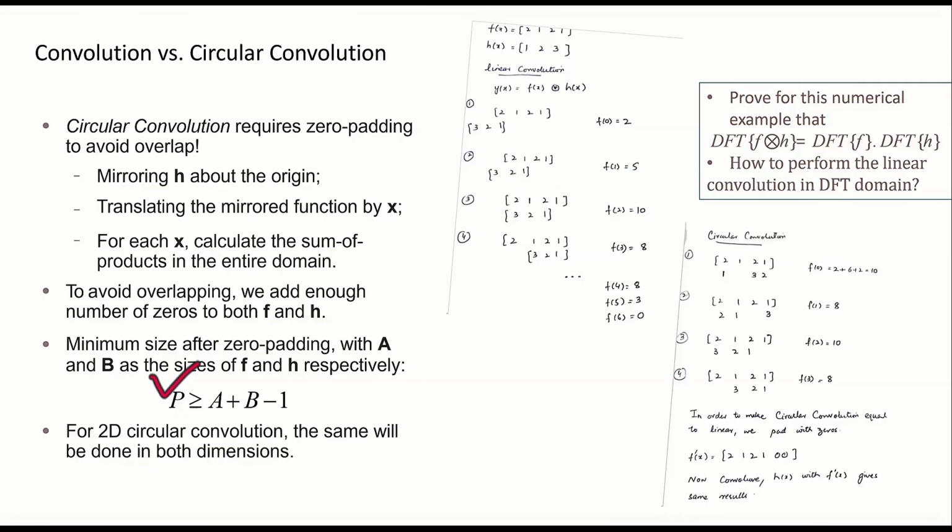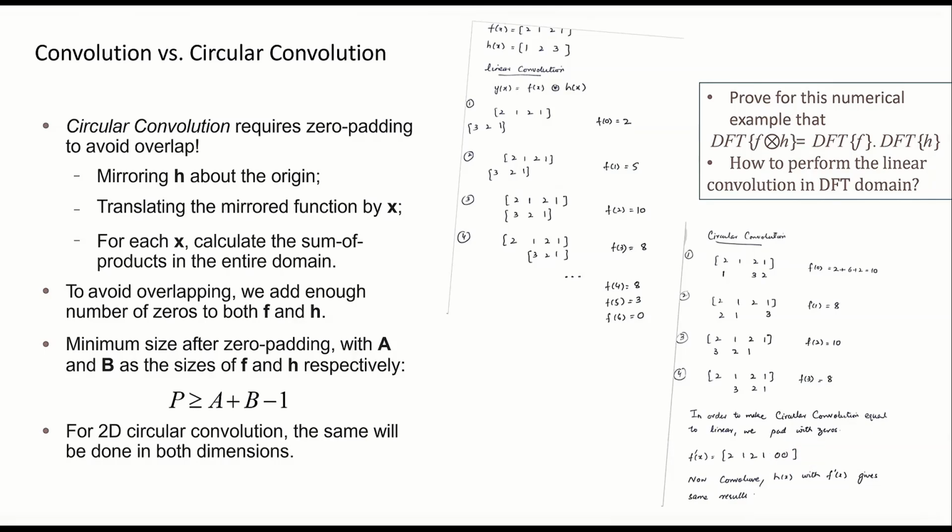So I just solved the same example with linear convolution. The result is 2, 5, 10, 8, 8, 3. And if I do a circular convolution, my results are different: 10, 8, 10, 8, like this. So in order to make both the same, I pad with 0 and do the same thing, and I get the linear convolution. Here, the padding for the circular should be like that.